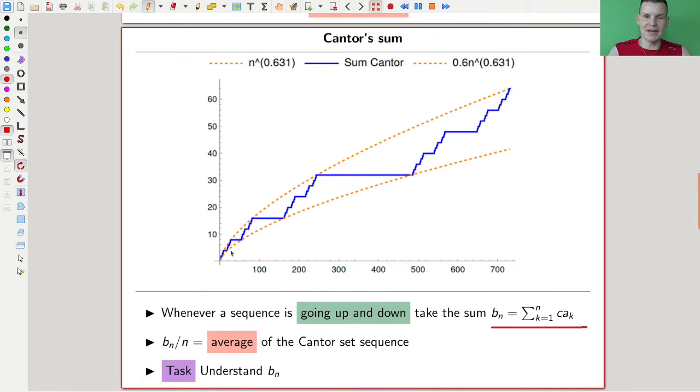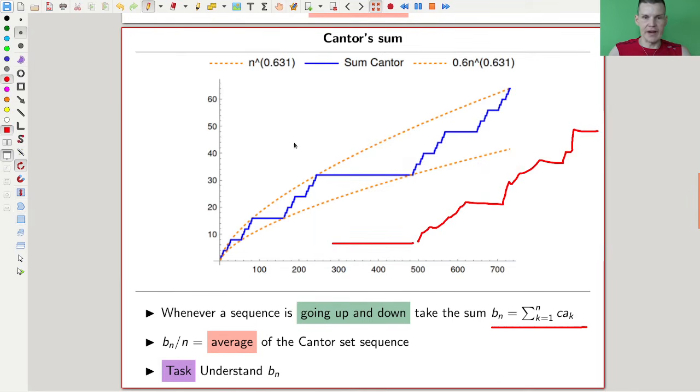So we sum them up, and it goes like this. Because there are these long stretches of zeros, there will be long stretches of no movement at all, and then it goes up a little bit, and then doesn't move, and then it goes up a little bit, doesn't move, goes up a little bit, doesn't move, and so on. But eventually it goes off to infinity. That's what it seems, and you can be very precise.